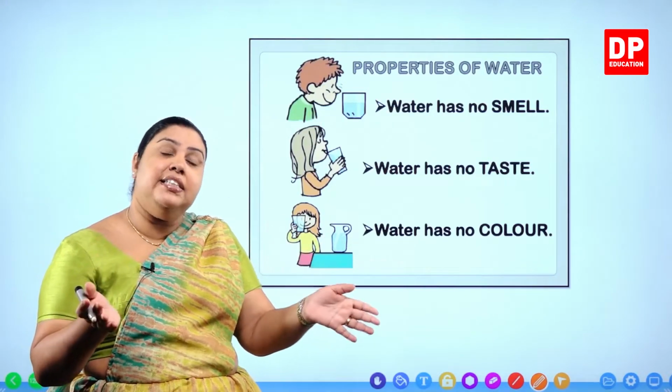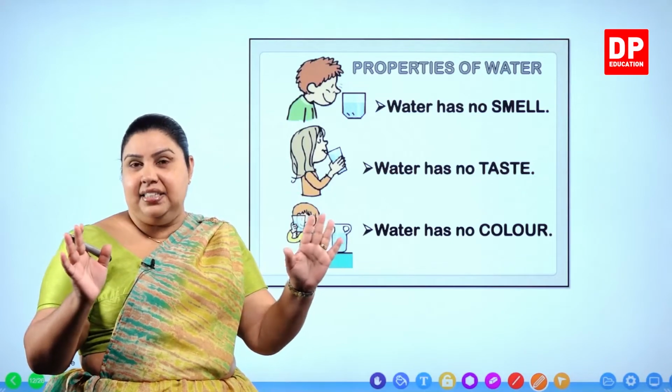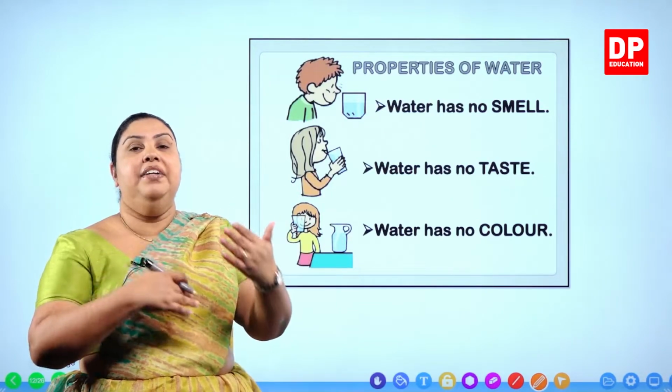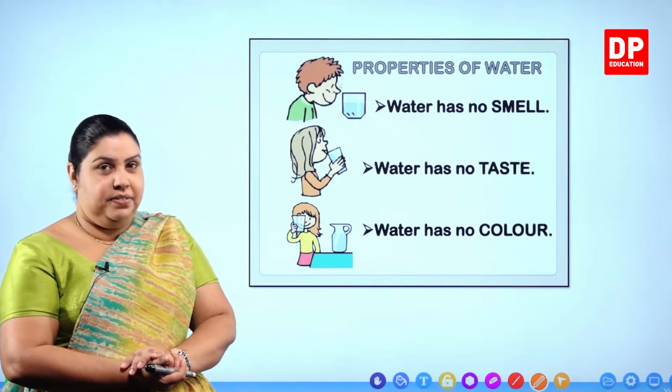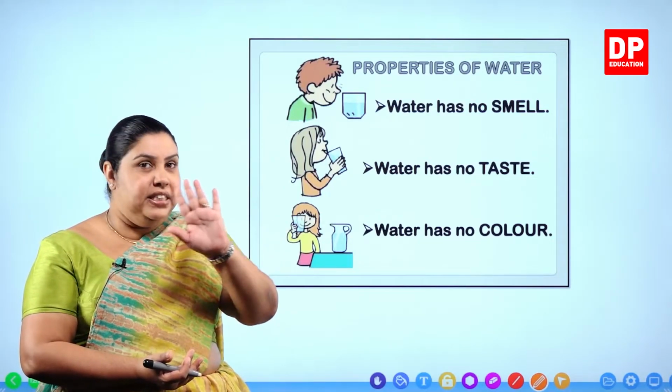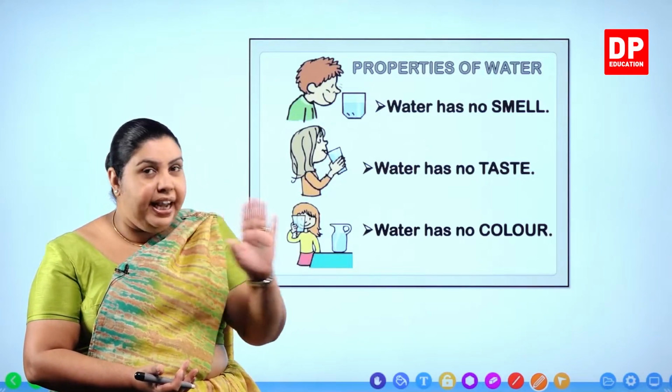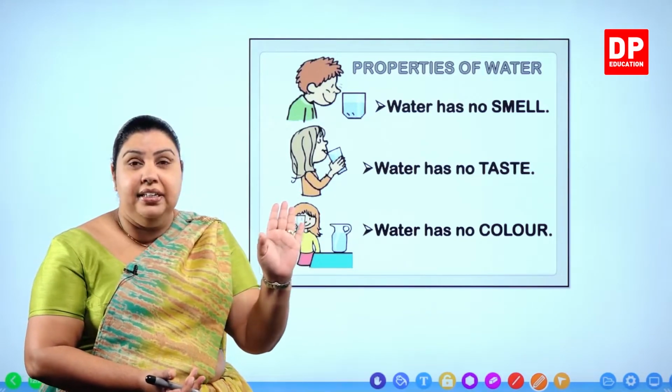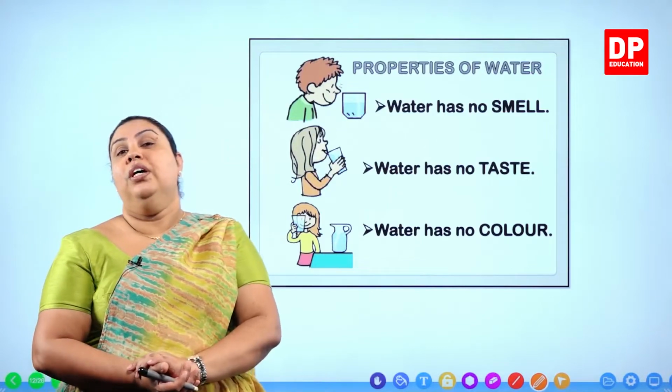It's like a clean glass. We can see the other side when we look at a water glass. When we look through the water glass, we can see the other side. So the water is very clear. It has no taste, it has no smell, and it has no color.